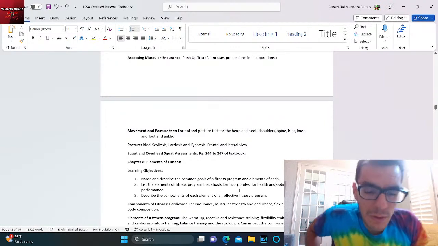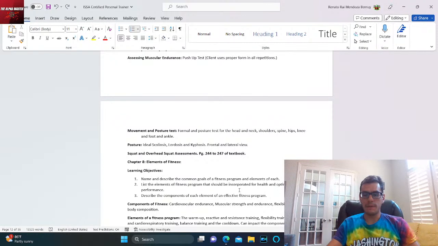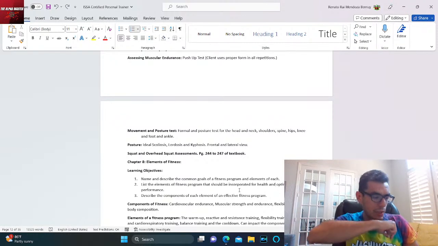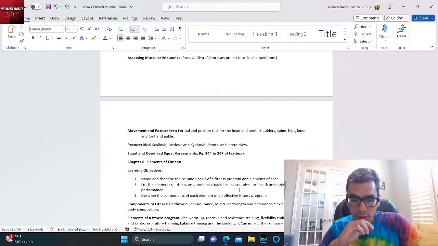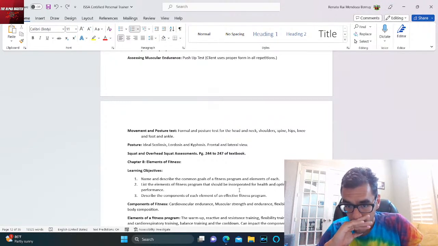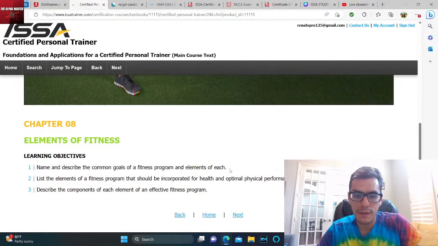So elements of fitness. Number one, name and describe the common goals of a fitness program and the elements of each. What are the common goals of a fitness program and the elements of each? List the elements of a fitness program that should be incorporated for health and optimal physical performance. And finally, describe the components of each element of an effective fitness program.